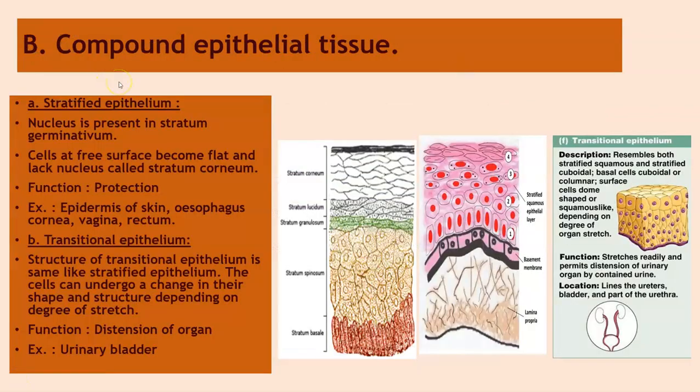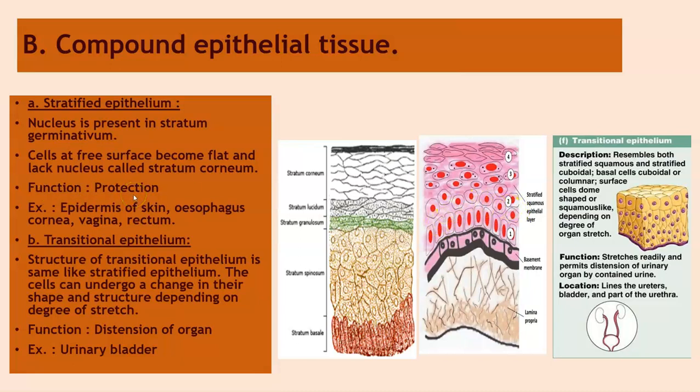Now let us have a look at the compound epithelium. We have two types, that is the stratified epithelium and transitional epithelium. In the stratified epithelium, the nucleus is present in the stratum germinativum. So the nucleus is present only in the last layer of cells, which is called the stratum germinativum. Cells at the free surface become flattened and they lack a nucleus, called the stratum corneum. So these cells start becoming flattened.